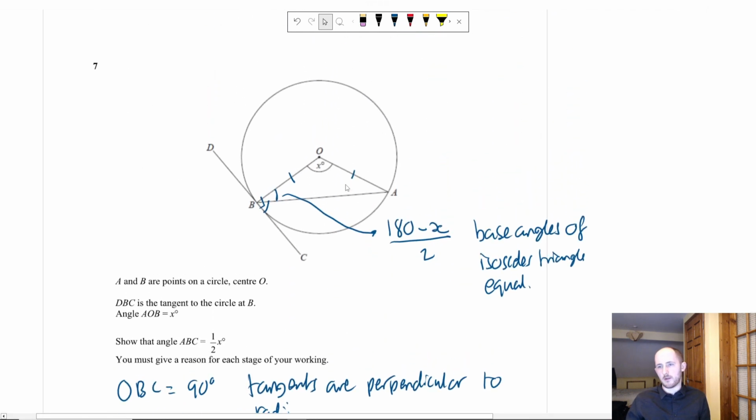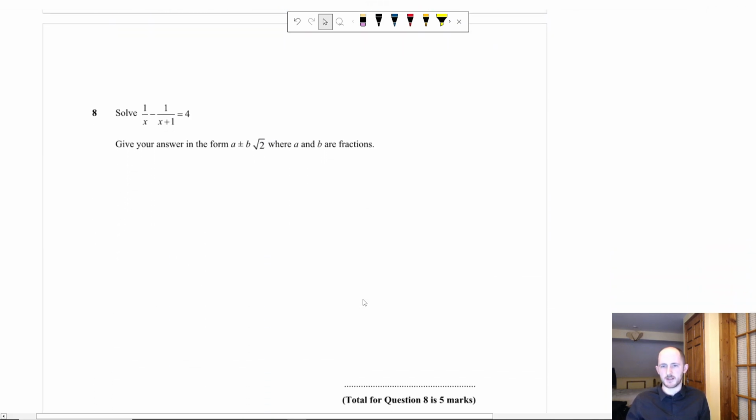Cool. You could probably also use alternate segment theorem. So what you'd have to do there is actually draw out extra lines. It's a bit messy. I prefer this one.